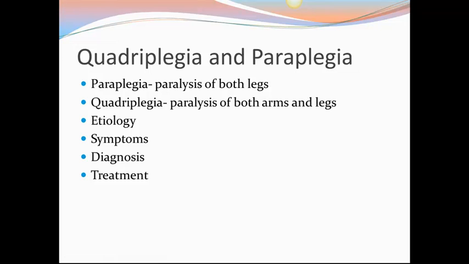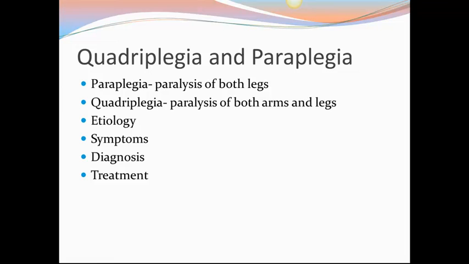Quadriplegia and paraplegia. Quadriplegia is paralysis of both arms and legs and is usually due to a cervical spine injury. Paraplegia is paralysis of both legs and usually is due to a lumbar or lower thoracic injury. The etiology is spinal cord injury from an accident. Symptoms are varying degrees of movement loss, loss of bowel and bladder control, hypothermia, bradycardia, and respiratory problems, depending on if you're paraplegic or quadriplegic.